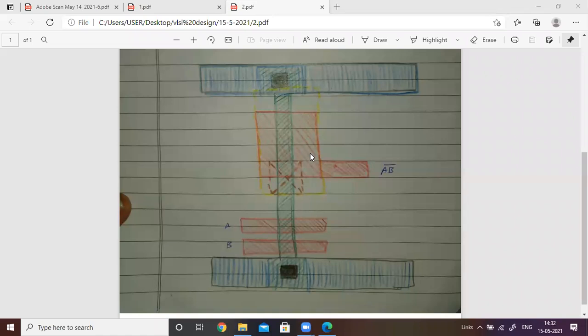Now, how to draw the implant? From the transistor boundary, all around, we have a 2 lambda extension. From here to here, 2 lambda. This point is very important. From the contact cut, inside the contact there is a 2 lambda cut. From that point to the transistor boundary, the minimum is 2 lambda and the maximum may extend, no problem. That's why I am drawing it like this.